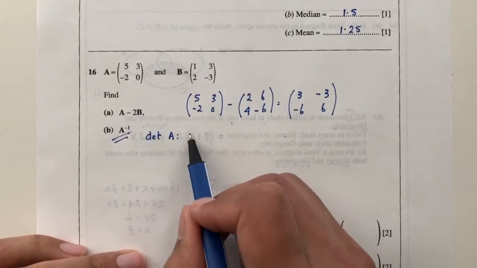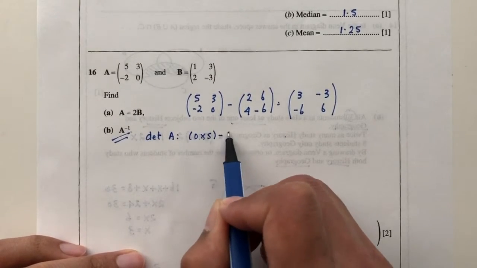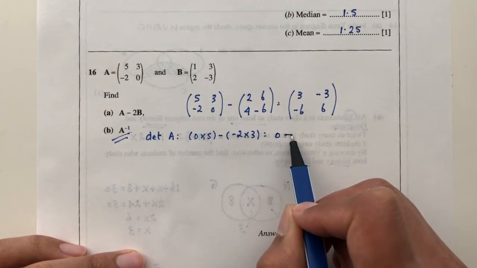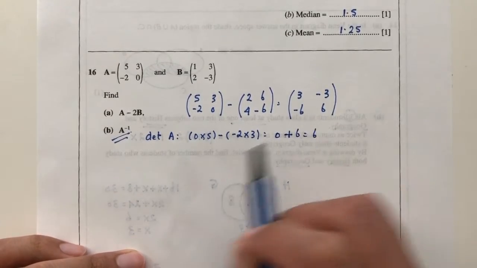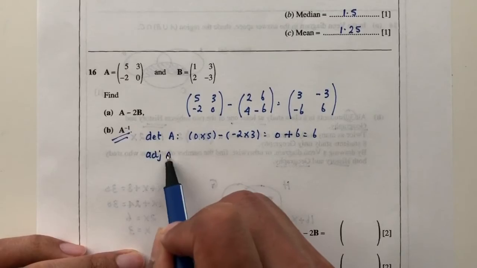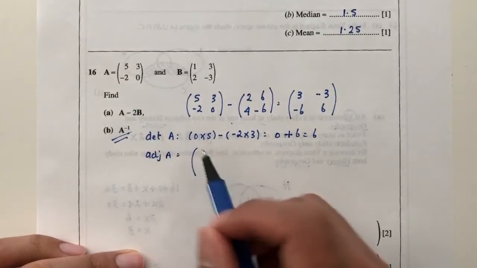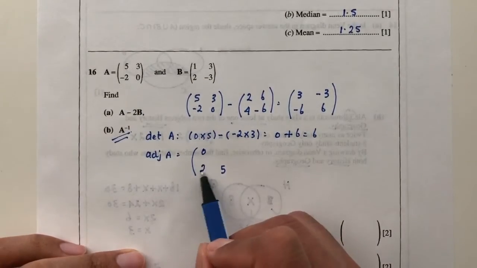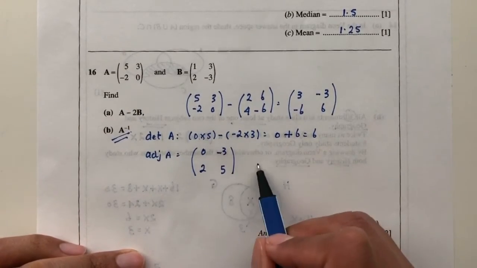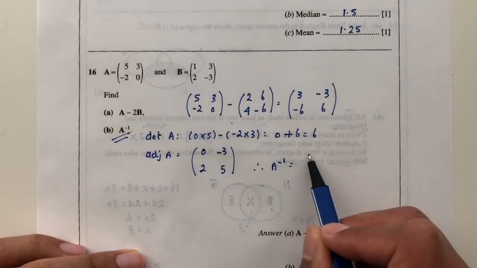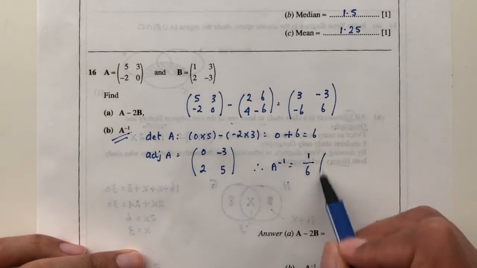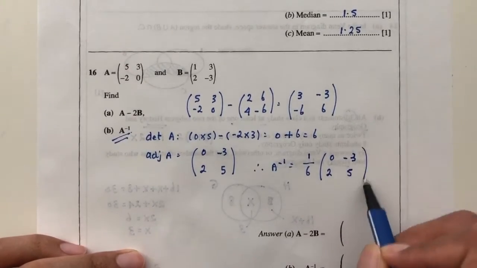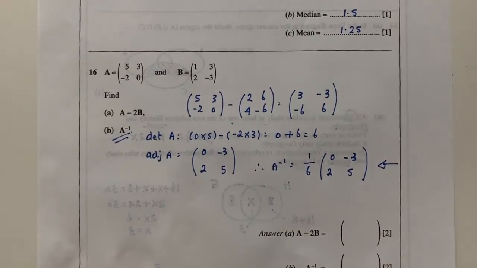And for A inverse, as always, we have to find the determinant of A. We cross multiply: 0 times 5 minus 2 times 3, so 0 minus, which becomes plus, equal to 6. Now for the adjoint matrix of A, we switch their positions. 0 becomes here, 5 becomes here, then the sign will be 2, minus 3. So finally A inverse is 1 over the determinant, which is 1 over 6, times the adjoint matrix, minus 3 and 5. There you go.